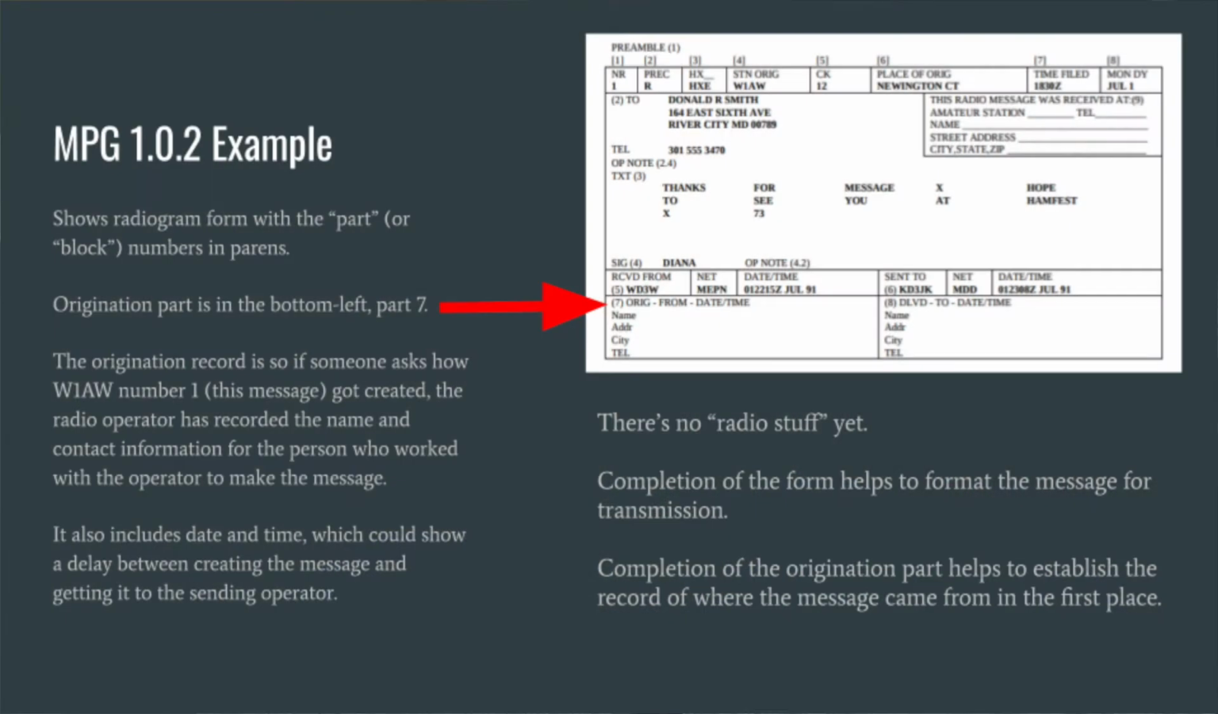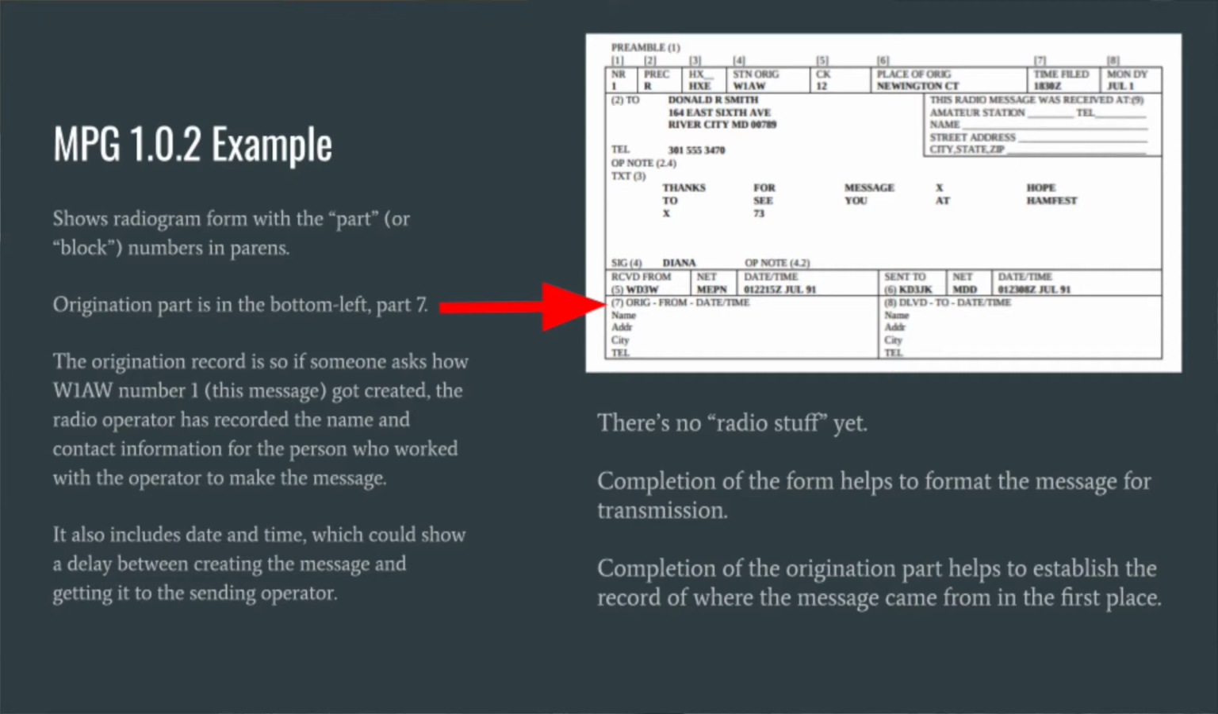When we're talking about origination, we need to look at the MPG Chapter 1. Section 1.0.2 gives an example radiogram with all of the parts numbered so that we can see each one individually and understand what its role is. In this video, we are going to focus on accounting, so we're not going to go step by step through the entire radiogram form. What we see in the bottom left is the section that deals with origination.